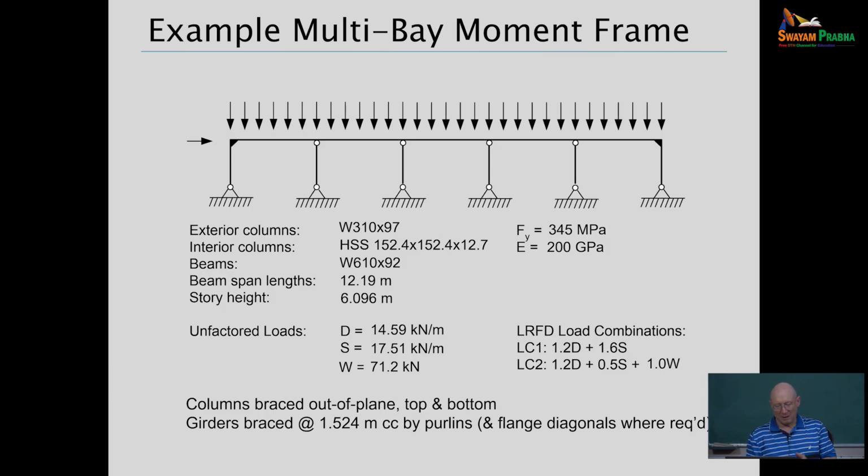So our columns here are braced out of plane, but just at the top and the bottom. The girders are braced at basically 5 foot or 1.524 meter center to center by purlins and flange diagonals to the bottom flange of the roof girder wherever needed. So that's the system.